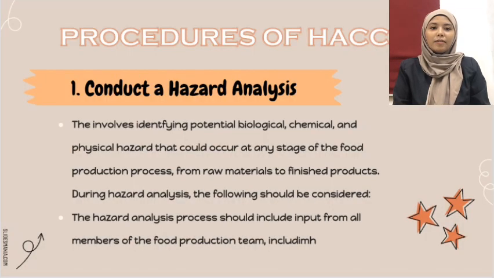The HACCP system involves 7 procedures. The first procedure is conduct a hazard analysis. This involves identifying potential biological, chemical and physical hazards that could occur at any stage of the food production process, from raw materials to finished product. The hazard analysis process should include input from all members of the food production team.